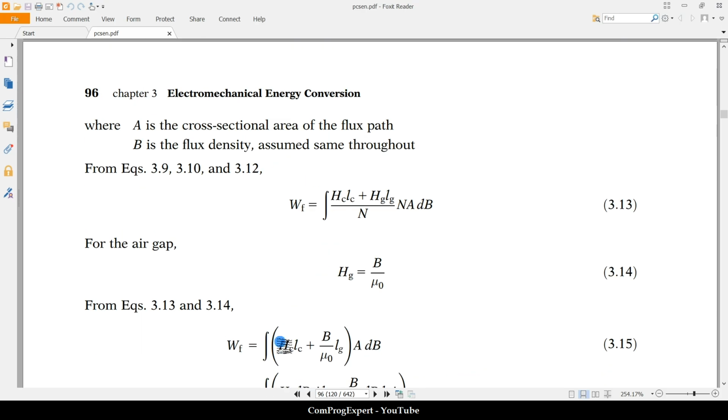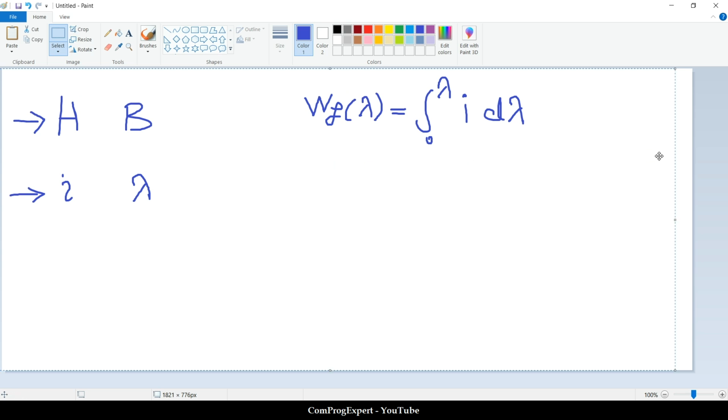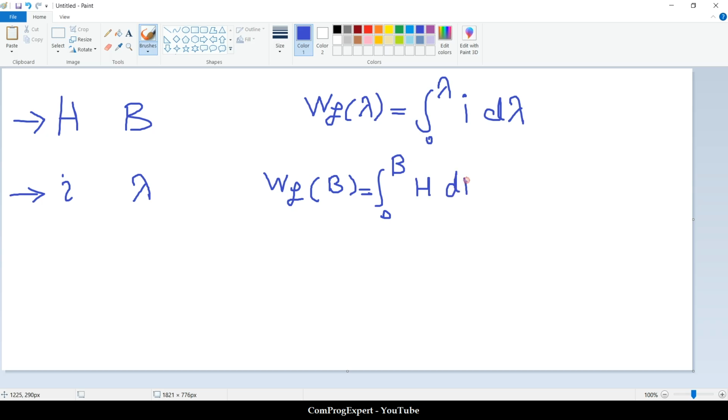So here is the summary. We have this equation WF, which is a function of lambda, the integral from 0 to lambda of I d lambda. In terms of field quantities, we have this equation: WF is a function of B, and if we saturate a core from 0 to B flux density, it is the integral of H dB.